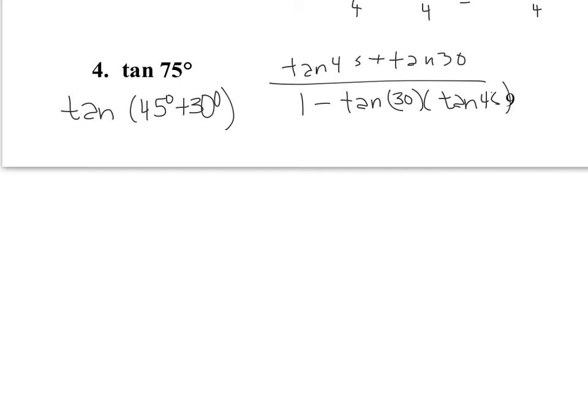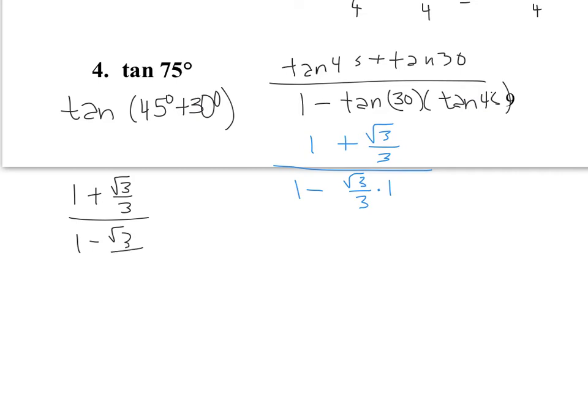So the tangent of 45 is where sine and cosine are the same. So that's 1, because when you divide two things that are the same, the ratio is 1, plus the tangent of 30, which is root 3 over 3. So my denominator is going to be 1 minus root 3 over 3, because that's a tangent of 30 times 1. So I have 1 plus root 3 over 3 over 1 minus root 3 over 3.